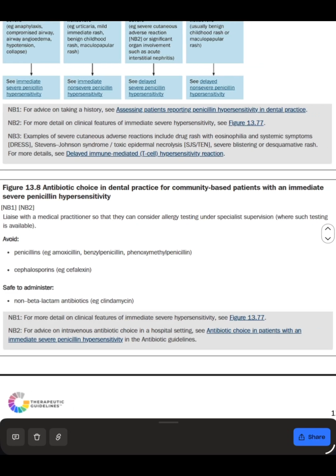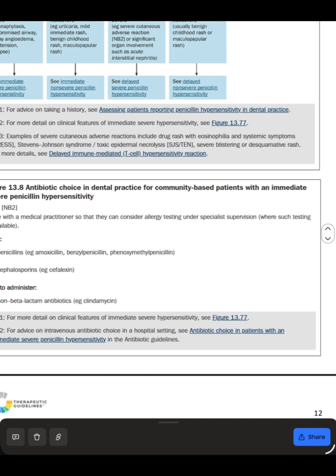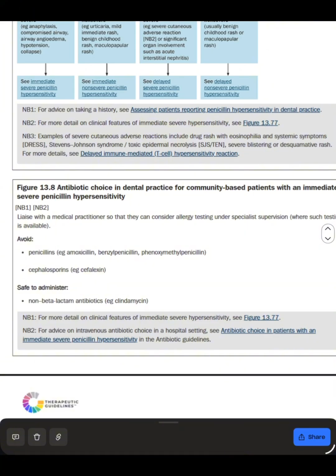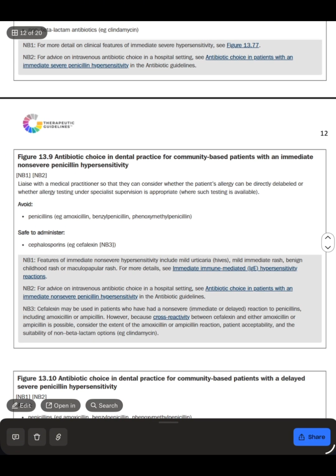On figure 13.8, antibiotic choice in dental practice for community-based patients with an immediate severe penicillin hypersensitivity. It lies with the medical practitioner, so that they can consider allergy testing under specialist supervision where such testing is available. Avoid penicillin, for example amoxicillin, benzyl penicillin, phenoxymethyl penicillin. We need to avoid cephalosporin also, and it is safe to administer a non-beta lactam antibiotic, for example clindamycin. In 13.9 also, they have said the same thing.